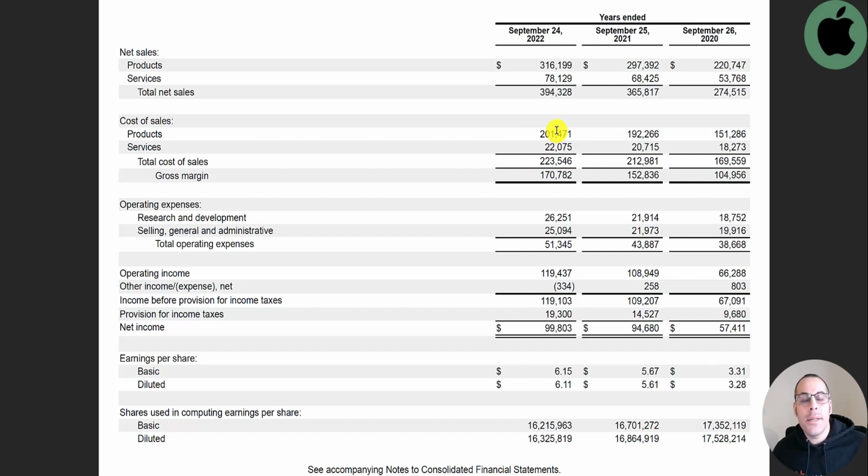So the cost of sales includes labor. It also includes maybe the plastic they bought in order to make the iPhones or iPhone cases. This also includes the cost of the batteries they put into their computers. All the expenses in order to make the product. If you want to understand their margins on products, you could take this $201 billion.